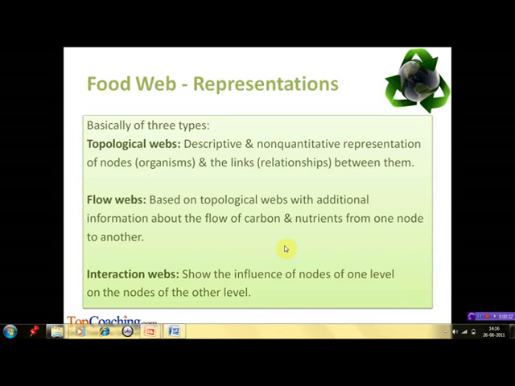They are also based on the topological webs, but they have additional information about the flow of carbon and nutrients from one node to another, that is from one organism to another. The third type are the interaction webs, which show the influence of nodes of one level, that is organisms of one level, on the nodes of the other level, or we can say on the organisms of the other level.